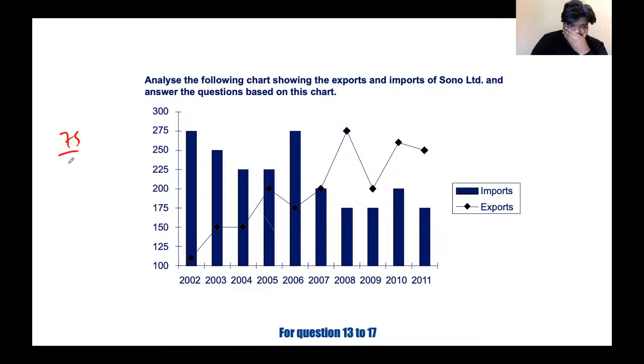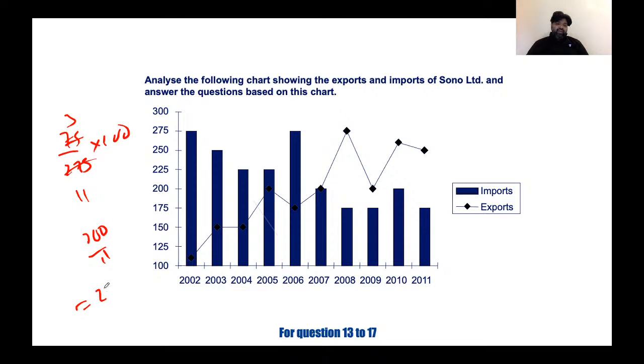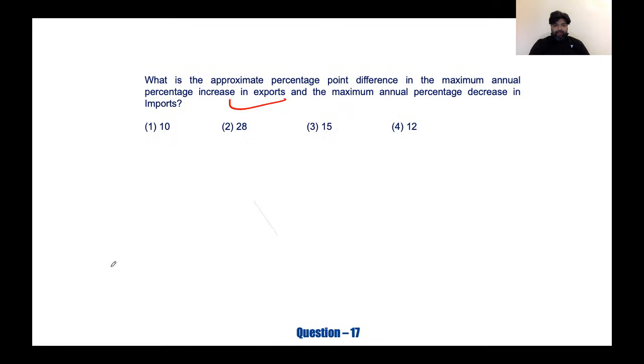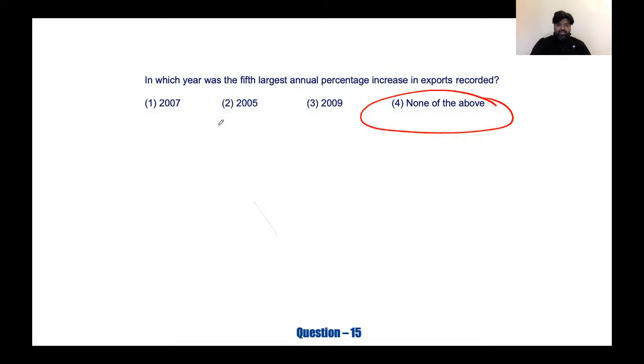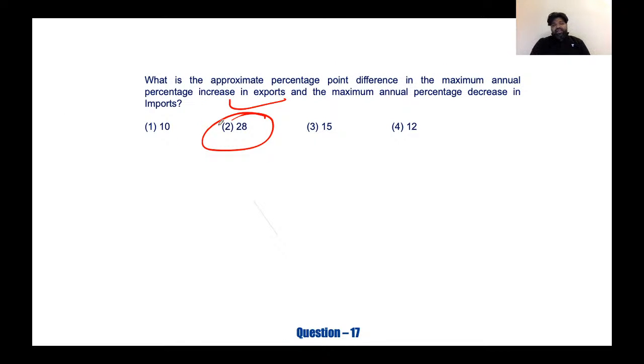75 on 275 into 100. 25 3s are 75, 11 25s are 275, 300 by 11, 11 2s are 22, 88, almost 27% decrease. And here the increase is almost 40-50%. The difference between them is 28, obviously 28. So the answer is what? 28. That's it. Nothing else is close. Out of all the options given, that's the answer.